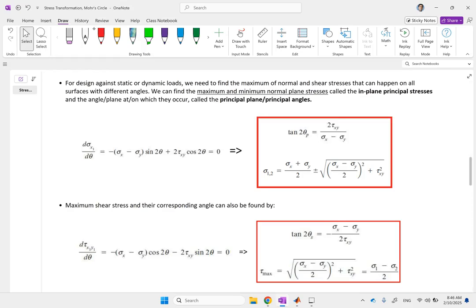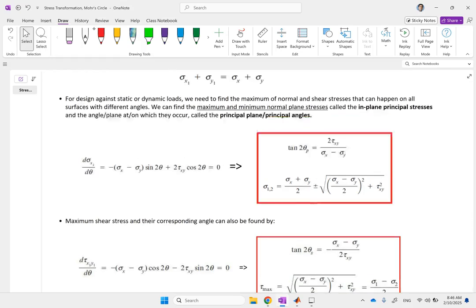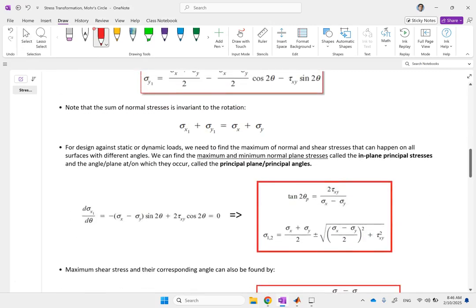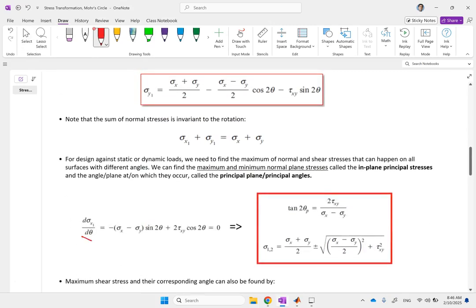For that reason, we are going to take a derivative from the sigma x1 formula with respect to the angle to see at which angle it's max and set it equal to 0. So if you do that, clearly this is a simple trig equation, dividing by cosine 2 theta, you get tangent of 2 theta. So tangent of 2 times the angle that makes the maximum normal stress is 2 tau xy over sigma x minus sigma y. Some books also write it like this.